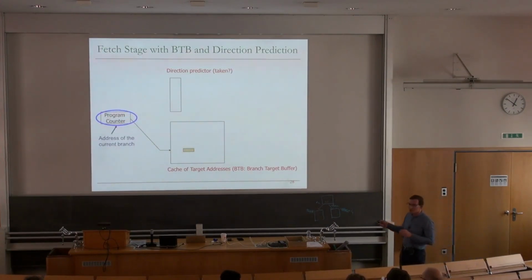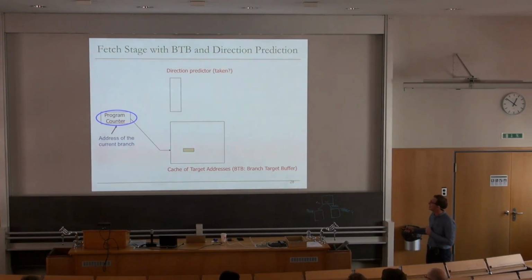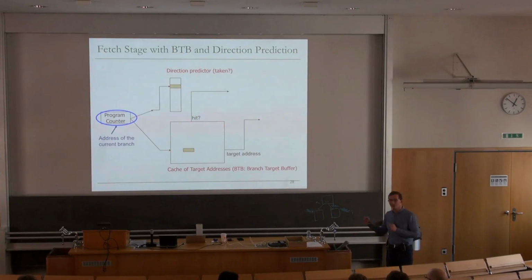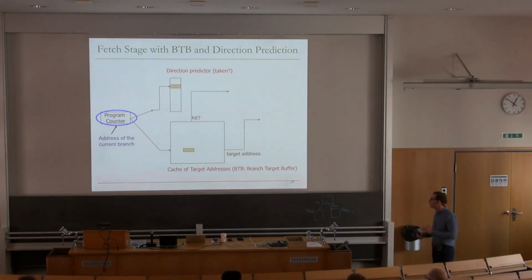Basically, we're going to take the program counter, the address of the current branch, and use it to index a cache of target addresses, which will tell us whether there's a hit, and if it's a hit, we'll get the target address. And if it's a hit, we know that in the past this was a previously taken branch. Or we could insert non-taken branches' target addresses over here as well, no problem.